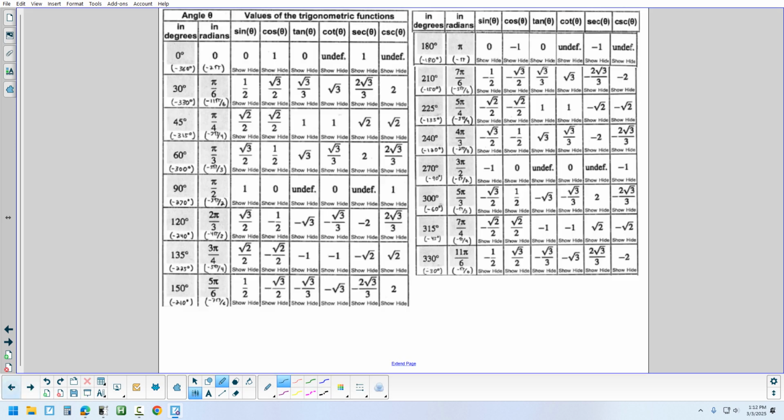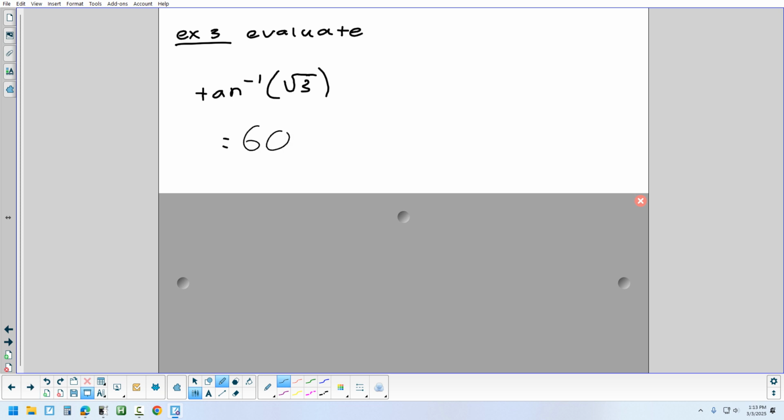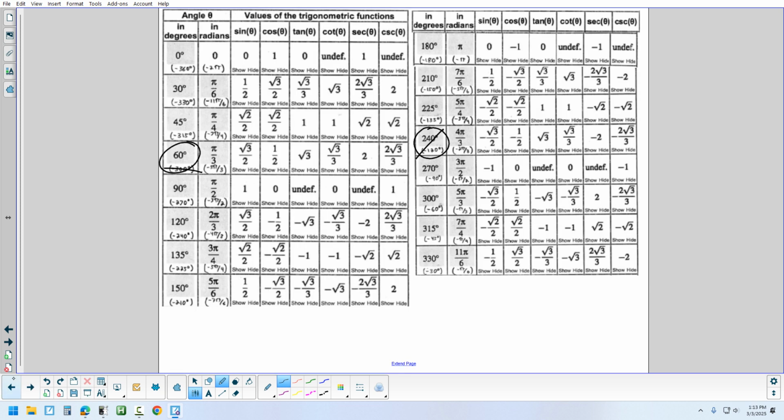Okay, so we're looking for root 3. We got there, and it is going to come up somewhere else. 240. It does come up at 240. Those are not between negative 90 and 90. Neither is that one. So the only one we have left is 60. Or if they wanted radians, we would use pi over 3.